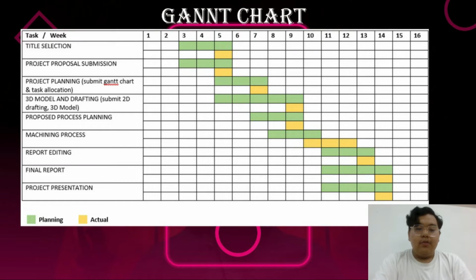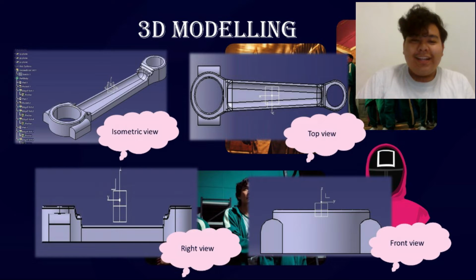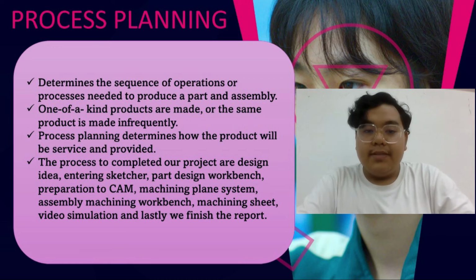Next, I'm going to present the Gantt chart table. We start our project in week 3 until week 14. As you can see, the tasks were followed according to the weekly plan. The green box is our planning and the yellow box is the actual date the task was done. Next is 3D modeling. You can see on the slide we have the isometric view, top view, right view, and front view. Okay, next, process planning.